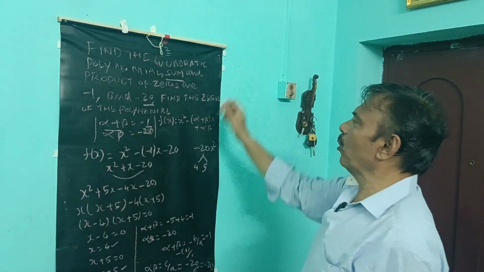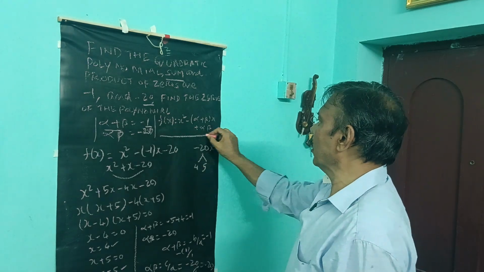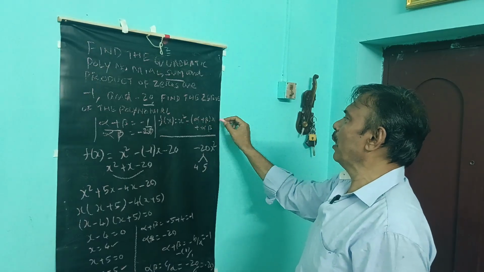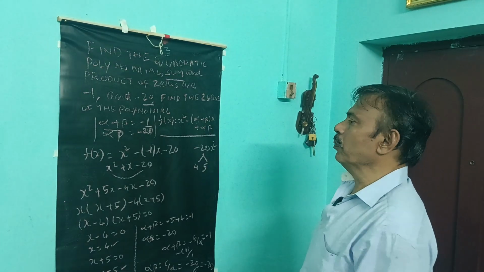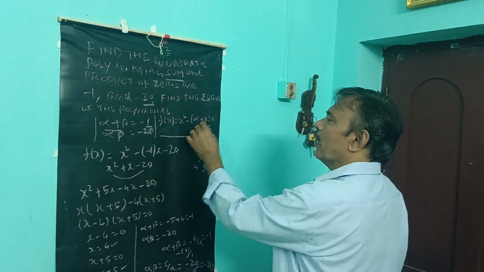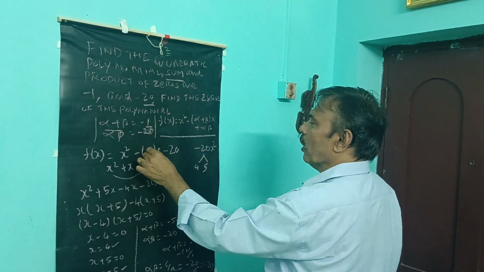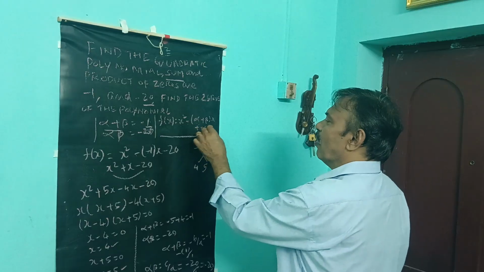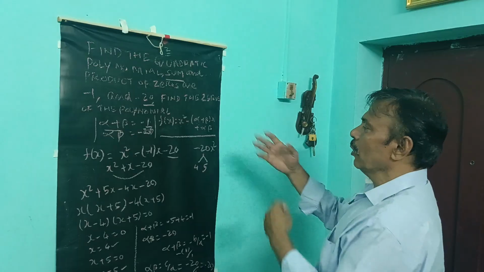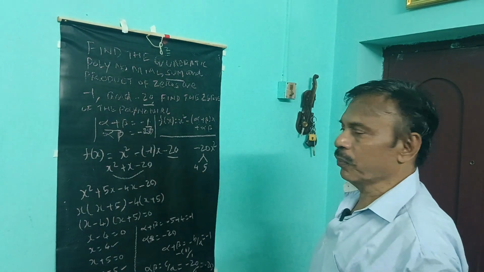Yesterday I told you, if you know the alpha and beta values, you can form the equation like this: f(x) is equal to x squared minus (alpha plus beta) x plus alpha beta. Now alpha plus beta is equal to -1, so minus of this -1 into x, plus alpha beta, which is -20. So this is the equation now. This is in the reverse way. You write these zeros in the equation and form an equation.